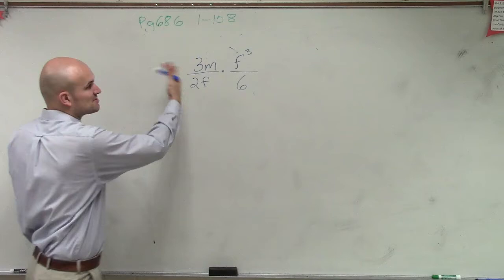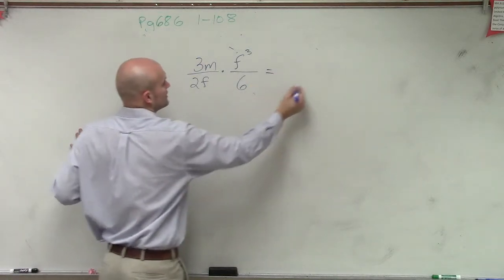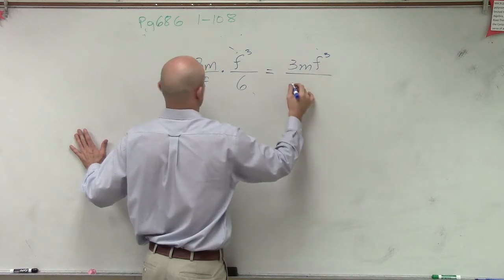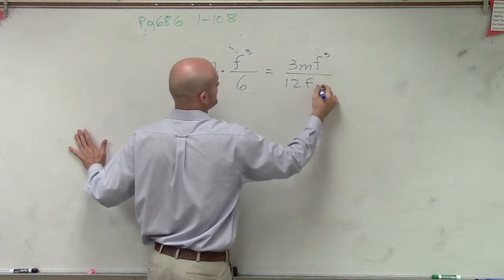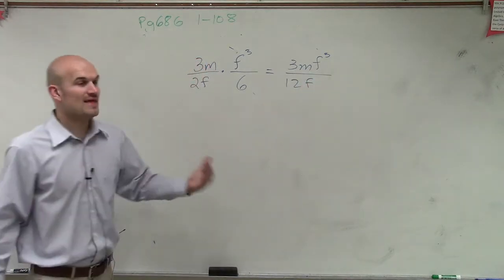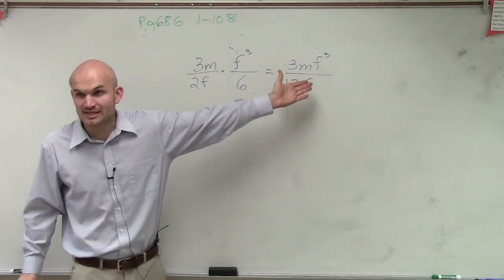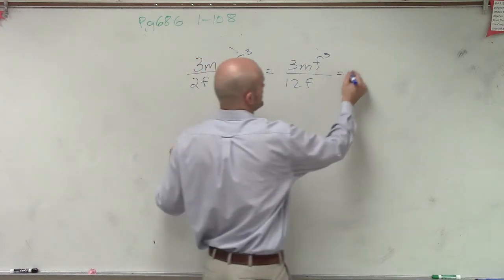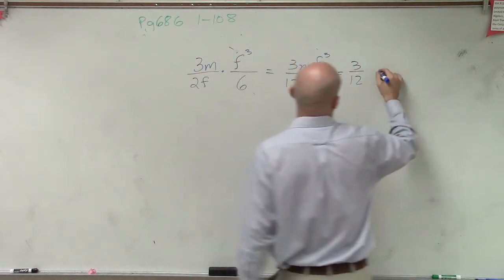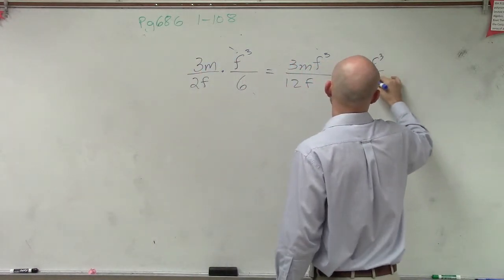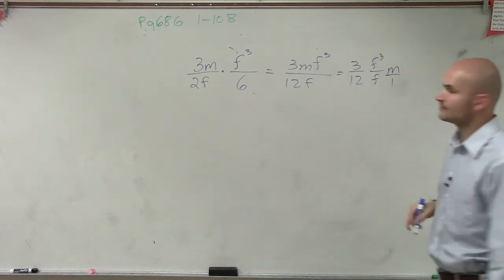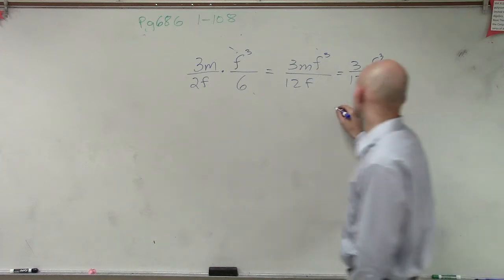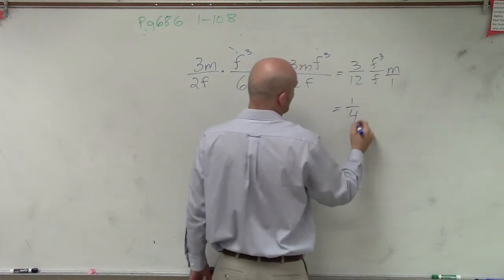So what we could do is we could just multiply these directly across, and then we would get 3mf cubed over 12f. And now we have a problem like we did last night, which we'd have to simplify, right? So then you could break this up into 3 over 12, f cubed over f times m over 1. Yes? Right? I can just rewrite them. And then you'd simplify that, reduces down to 1/4.